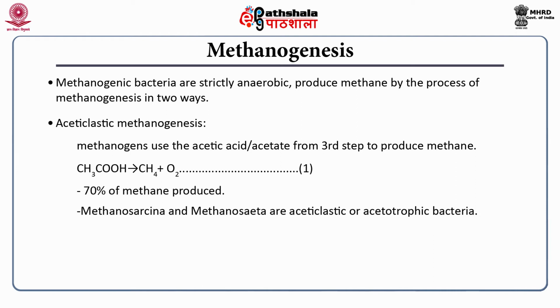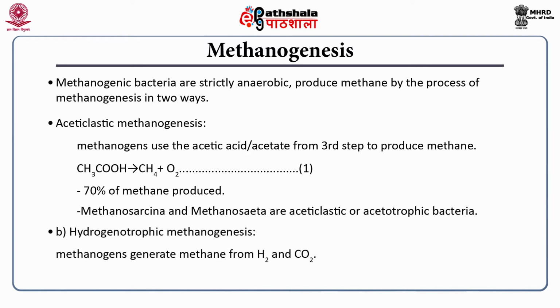Methanosarcina and Methanosaeta are acetoclastic or acetotrophic bacteria. And the second type of methanogenesis is hydrogenotrophic. Here the methanogens generate methane from hydrogen and carbon dioxide, and Methanobacterium is an example of a hydrogenotrophic methanogen.